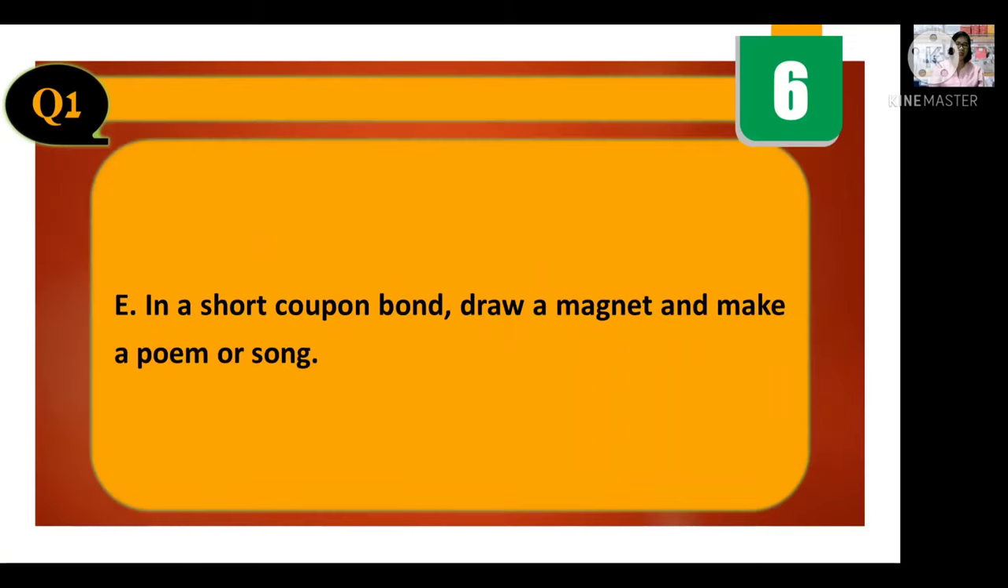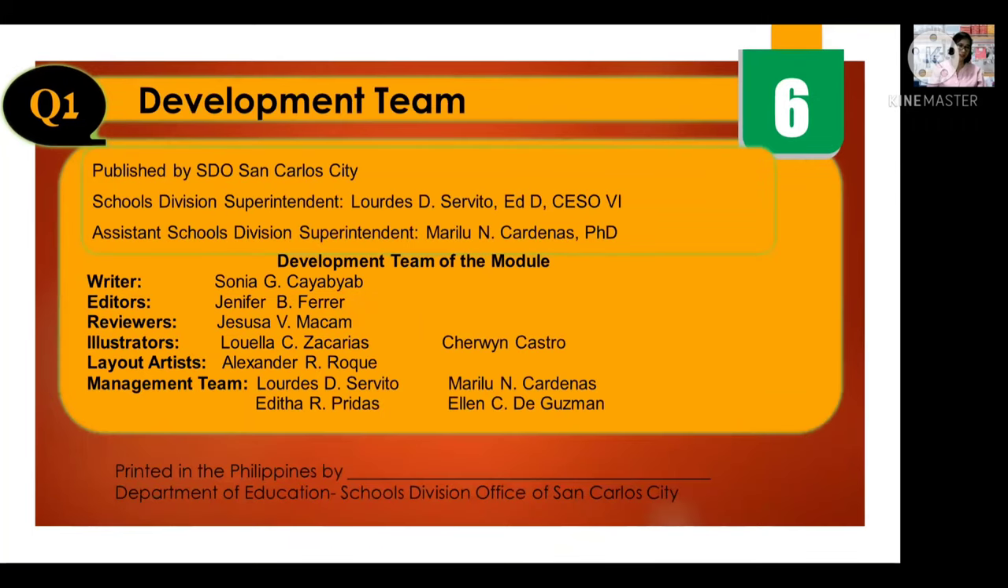Okay, and for the last activity, on a short coupon bond, draw a magnet and make a poem or song. Please refer to your module for the rubrics on how to rate your work. Congratulations, my dear learners, for finishing all the activities. Please refer to your module for the key answers.